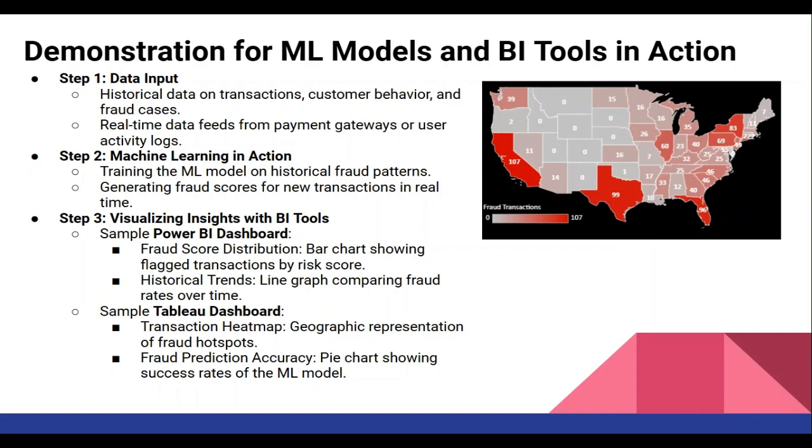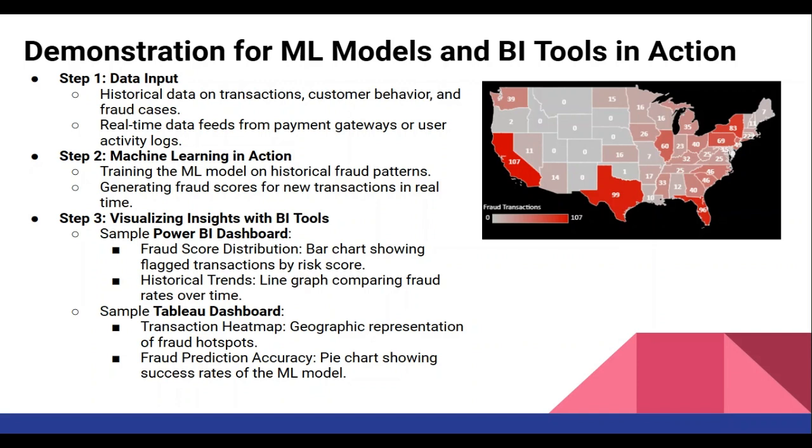Step 3 is visualizing insights with BI tools. First is Power BI dashboards. Two things we can do is fraud score distribution. This can be shown as a bar chart which has flagged transactions by risk score. Second, historical trends. This can be shown as a line graph comparing fraud rates over time.